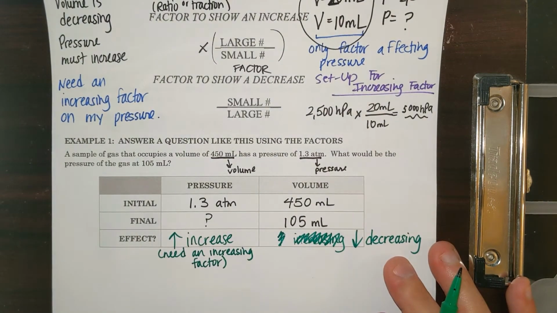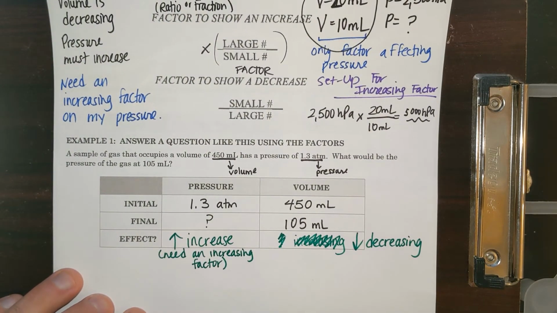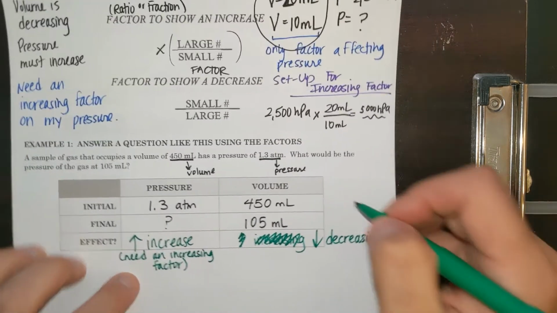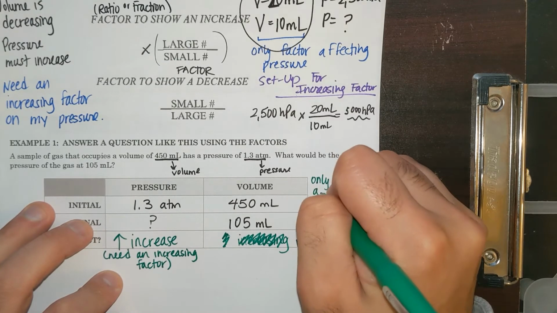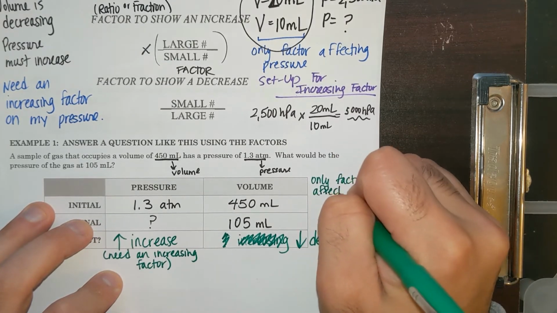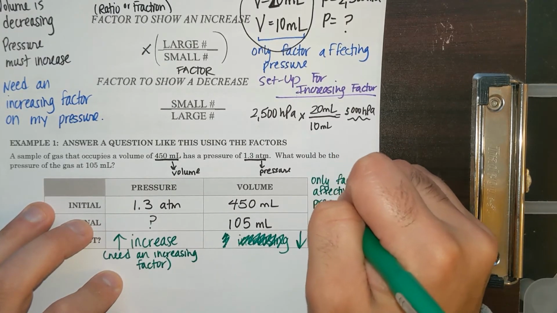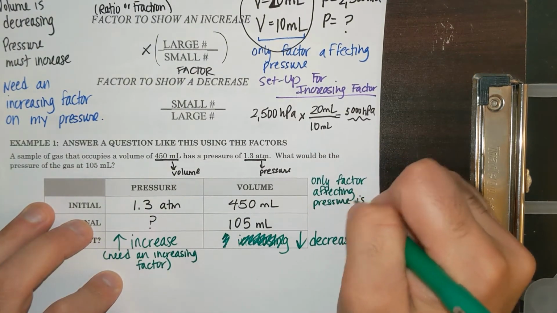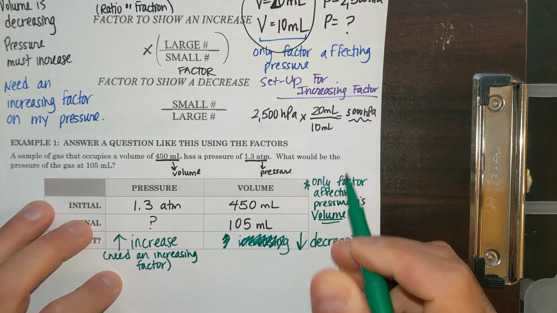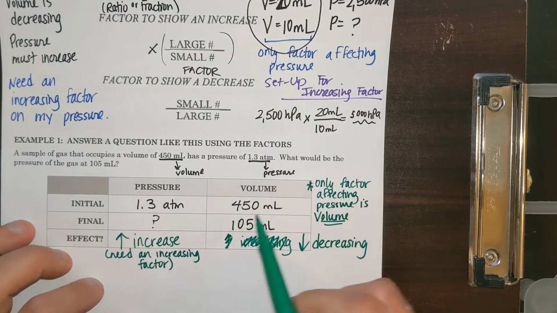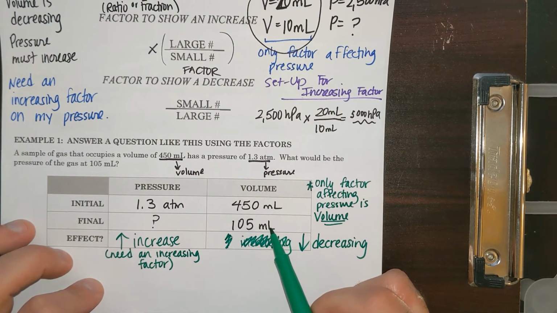Okay? And so now what I do is the only factor affecting pressure here is my volume. Affecting pressure is volume. So I'm going to need to make an increasing factor from my volume.